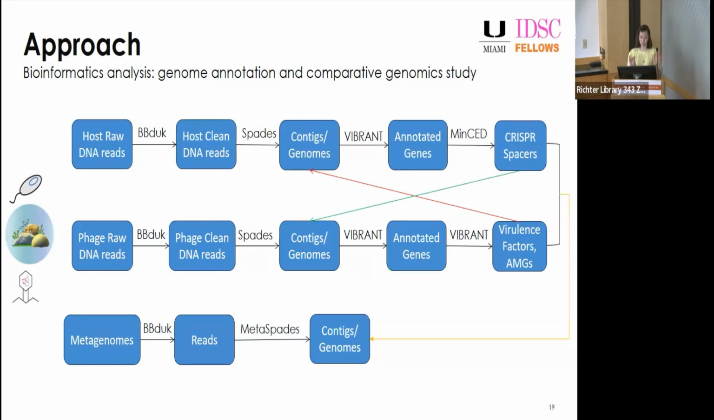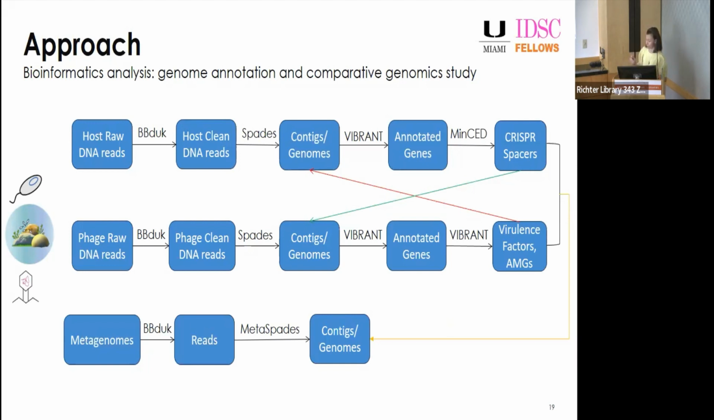software, so through BBDuk, to do quality control and obtain clean DNA reads, which can then be run through SPAdes to assemble contigs or maybe even whole genomes. If our samples have little contamination, then these genomes can be annotated with VIBRANT to get individual genes and know what is the composition of the genome.